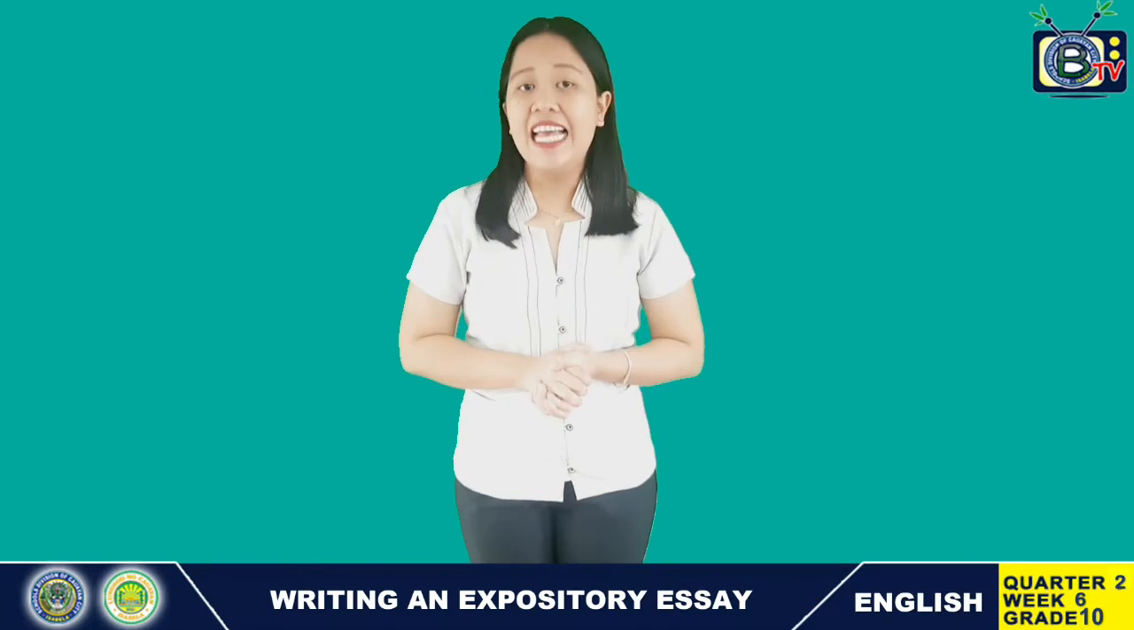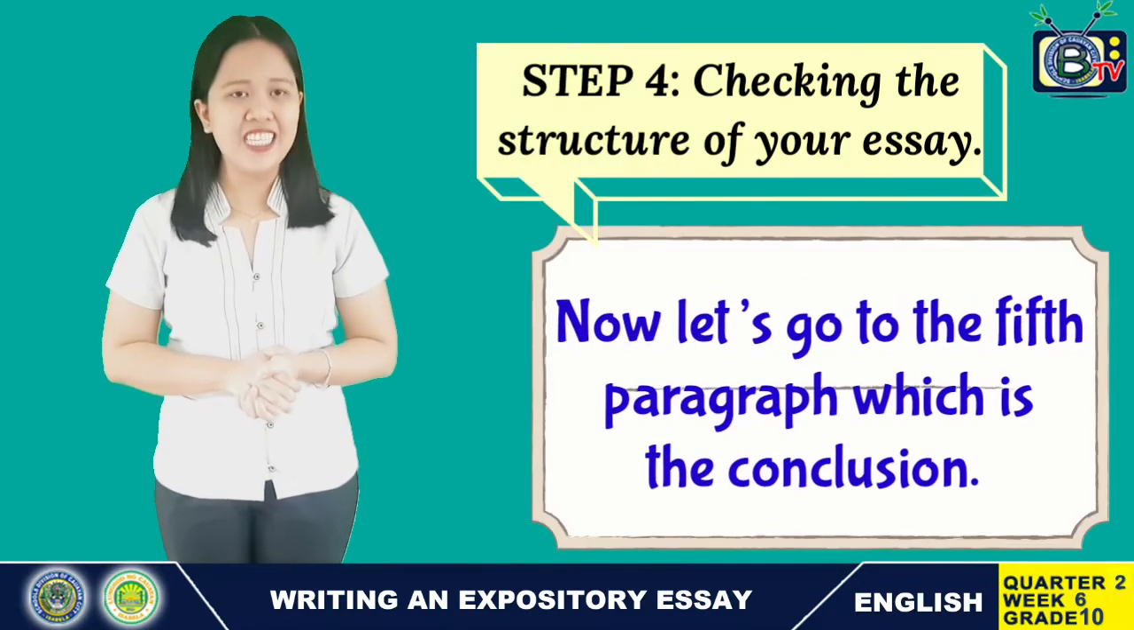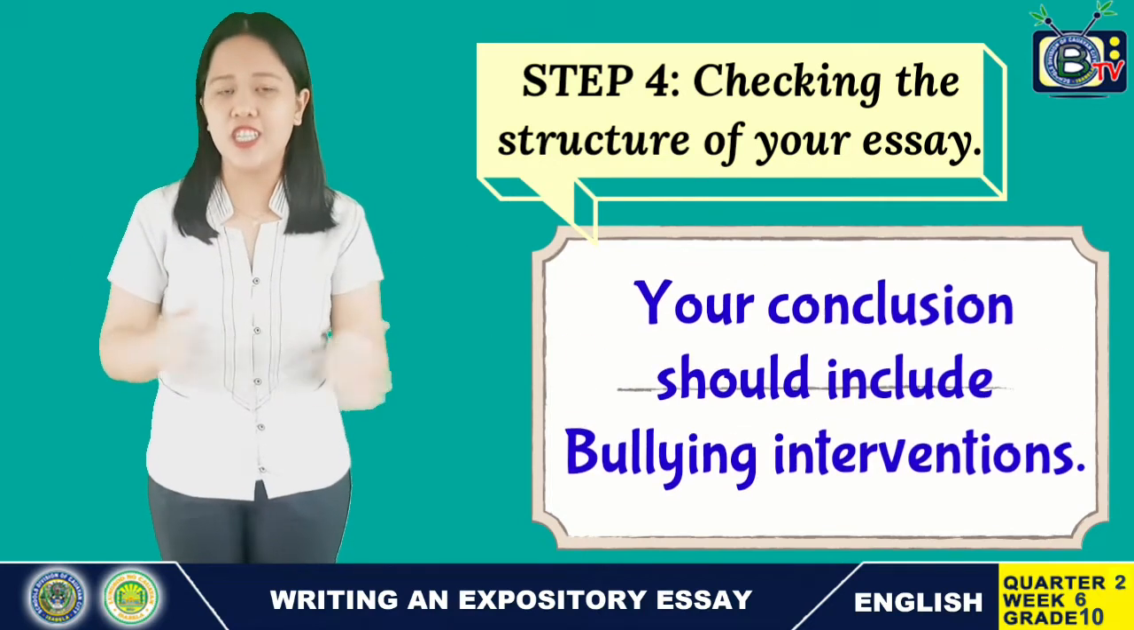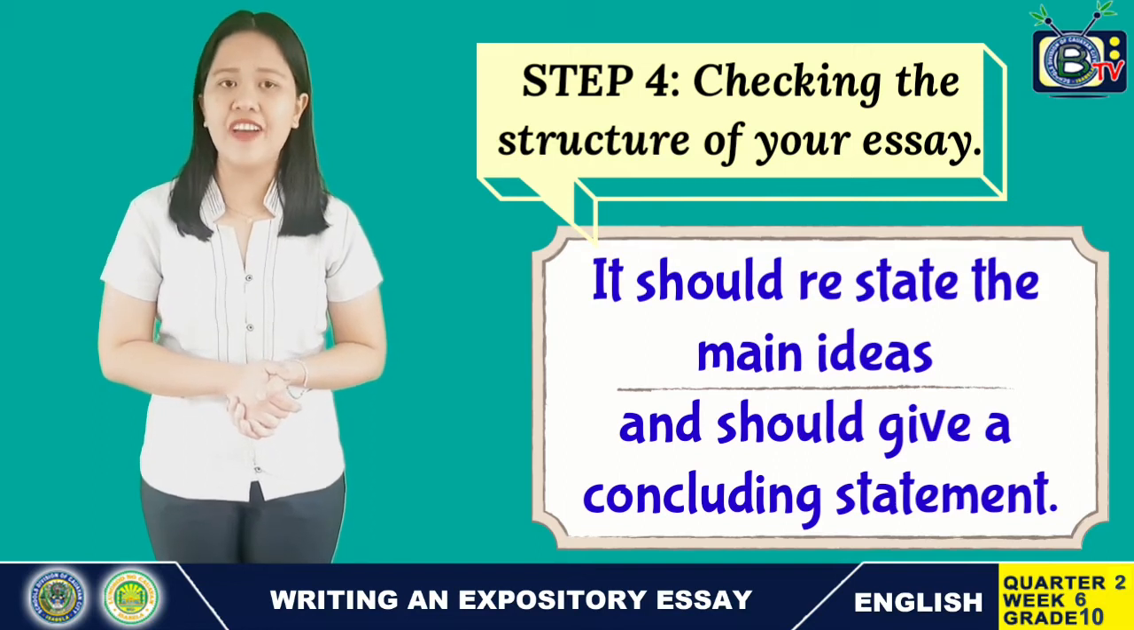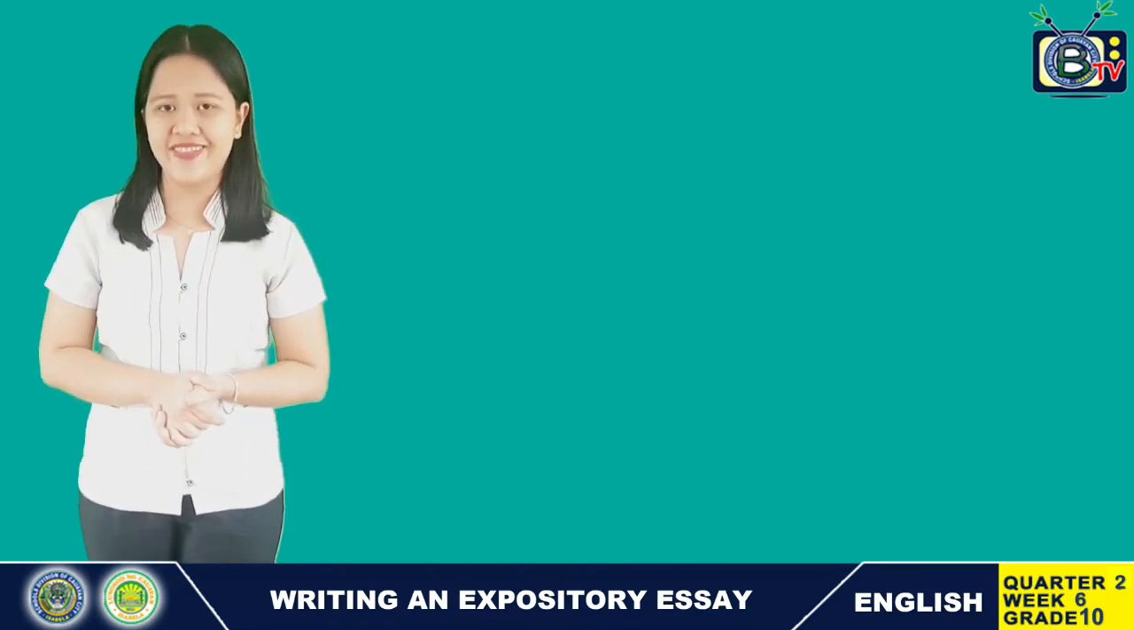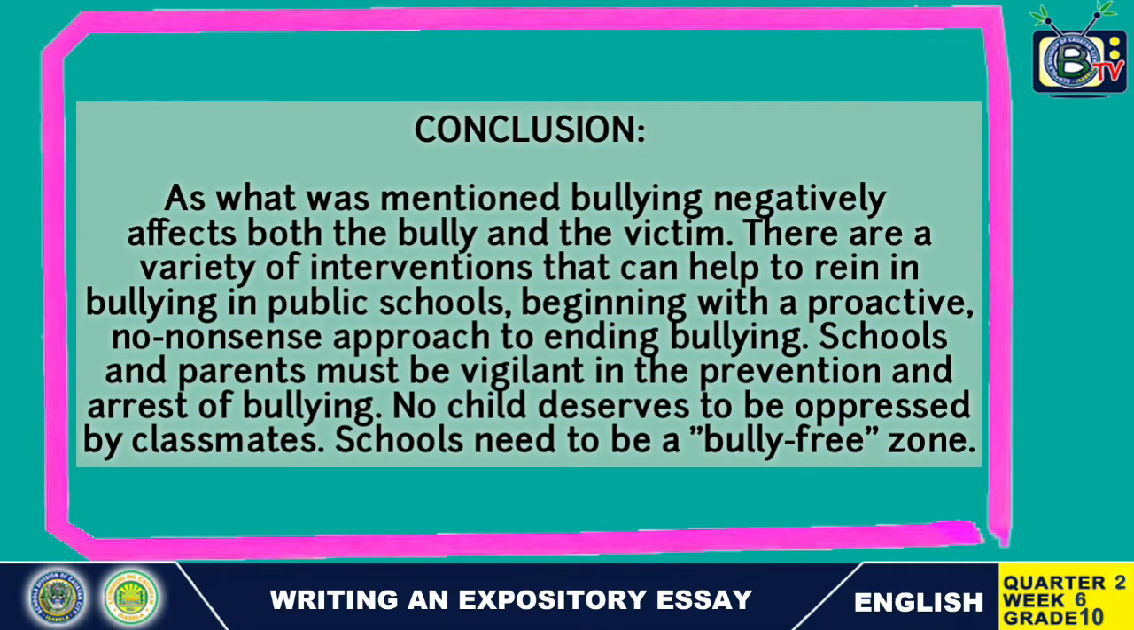Do you get it? Now, let's go to the fifth paragraph, which is the conclusion. Your conclusion should include bullying interventions. It should restate the main ideas and should give a concluding statement. Check this out. As mentioned, bullying negatively affects both the bully and the victim. There are a variety of interventions that can help to rein in bullying in public schools, beginning with a proactive, no-nonsense approach to ending bullying. Schools and parents must be vigilant in the prevention and arrest of bullying. No child deserves to be oppressed by classmates. Schools need to be a bully-free zone.